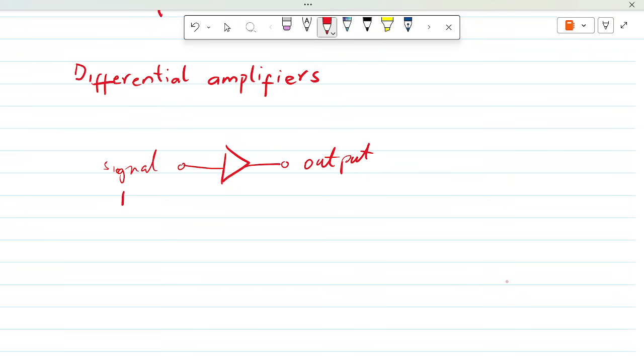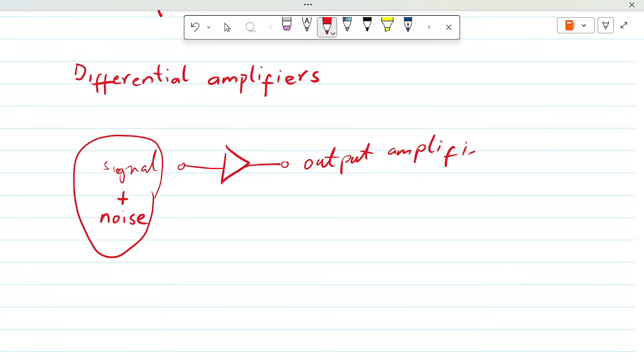But then comes the effect of noise. For the single stage amplifier, if the signal is corrupted with noise, then both the signal and the noise are amplified. So we get an output of amplified signal together with amplified noise.